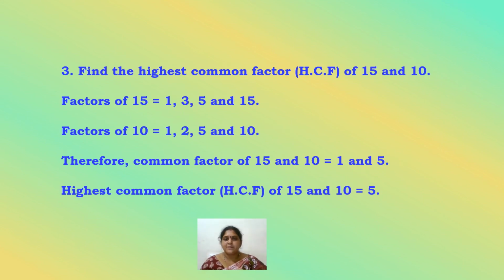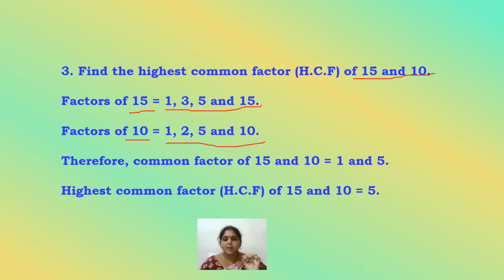One more example we are going to see here. Find the highest common factor of 15 and 10. First we have to find the factors of 15, next the factors of 10. Then we have to find the common factors. So what are the tables of 15? 1, 3, 5 and 15. Tables of 10? 1, 2, 5 and 10.